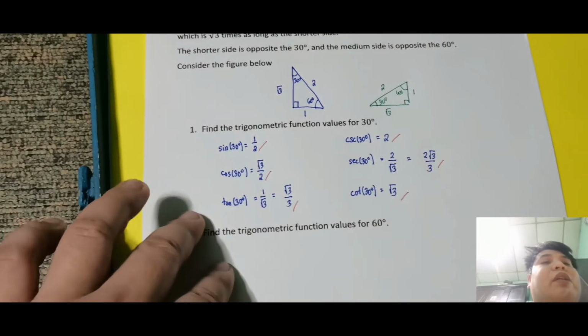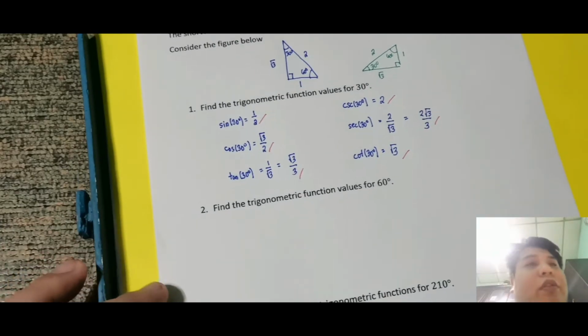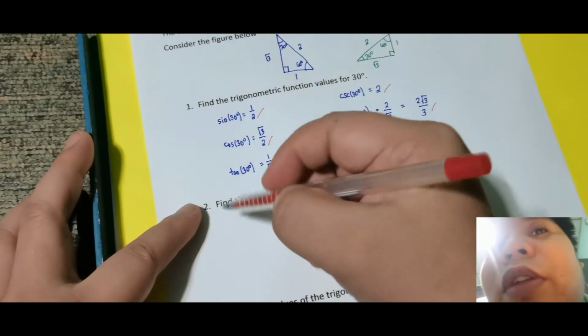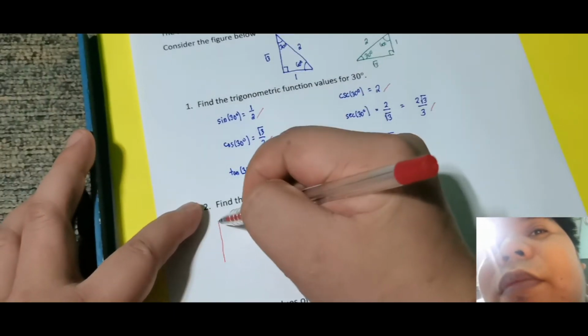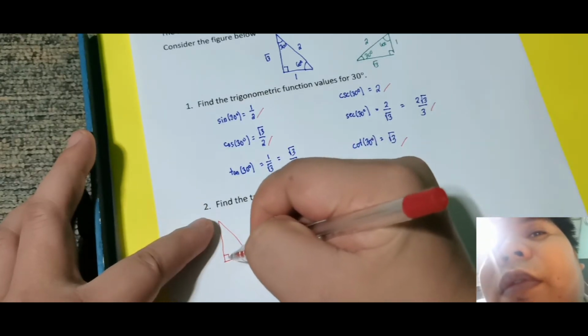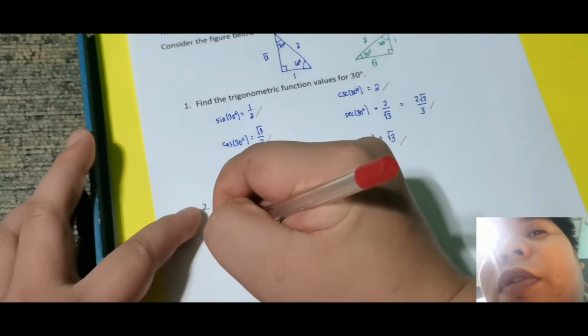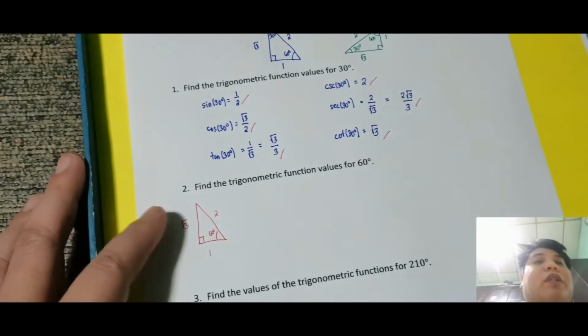Okay, next is find the trigonometric function values for 60 degrees. So, ayusin ko ulit yung drawing. Doon ulit tayo mag-base. So, dito ko na lang i-drawing ha. So, i-drawing ko naman dito sa 60 degrees. Or simply ganito na lang, para mas makita natin. So, this is 60 degrees. So, ito yung square root of 3. Ito yung 1. Ito yung 2. So, siya yung focus natin.